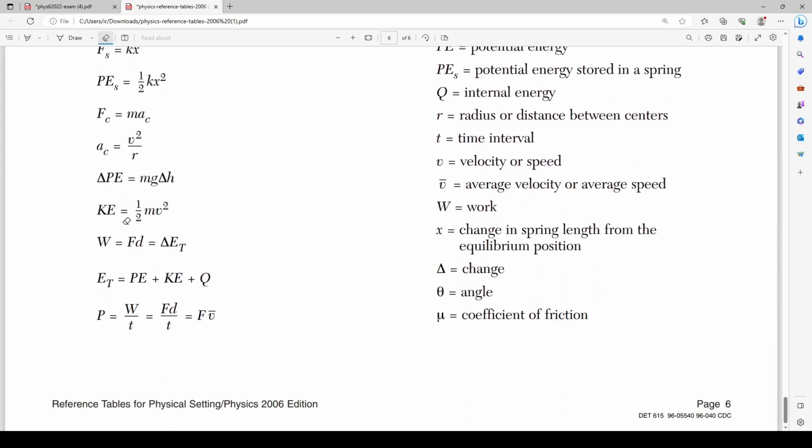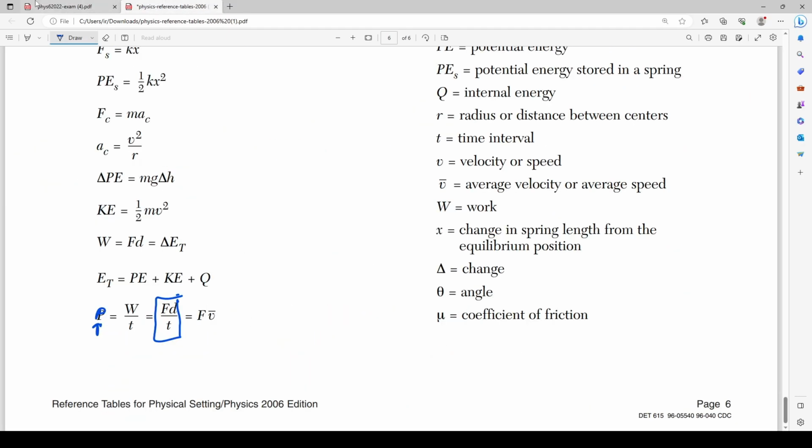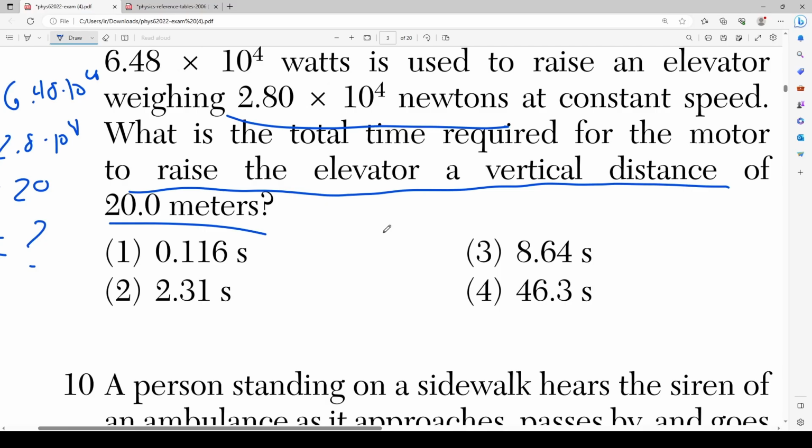If I look all the way down here, it's the formula for power. So power, which was given to me, is equal to Fd over t, right? So I have P, F, d, and t. I have power, I have force, I have distance, and I have time. That's all that they were asking for me. So I'm going to use this formula. I'm going to zoom in so that I have space. I'm going to write power is equal to force times distance over time.